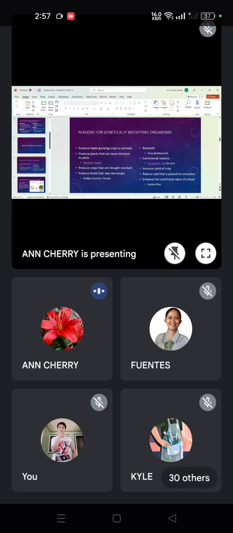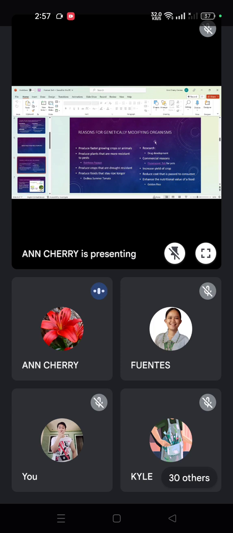An example is golden rice. This rice is fortified with vitamin A. At least the rice can now synthesize vitamin A. It synthesizes its own vitamin A, so when you eat the rice, you are also getting vitamin A. Okay? To solve the problem of vitamin A deficiency. So, those are examples of the reasons for genetically modified organisms.